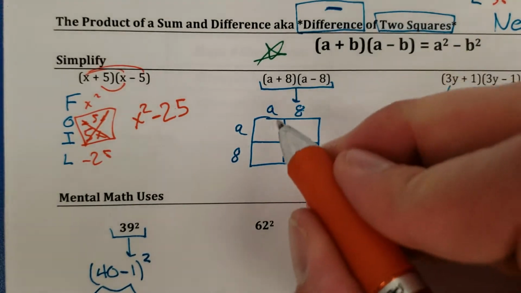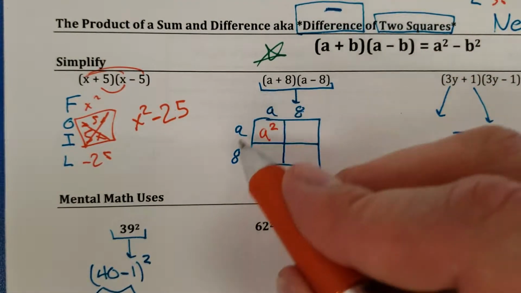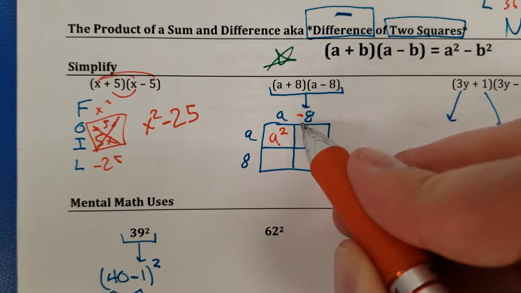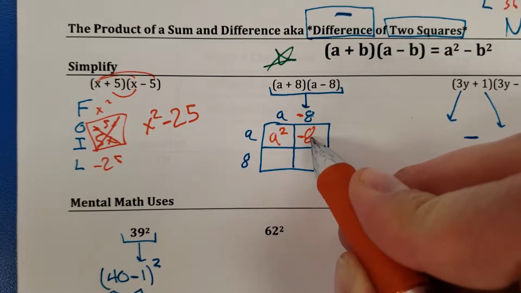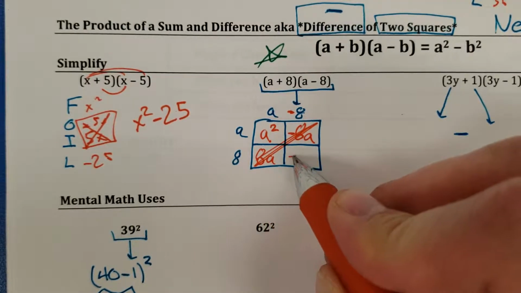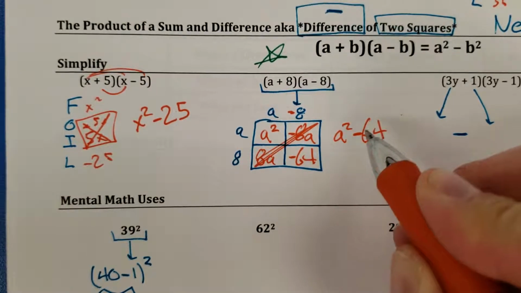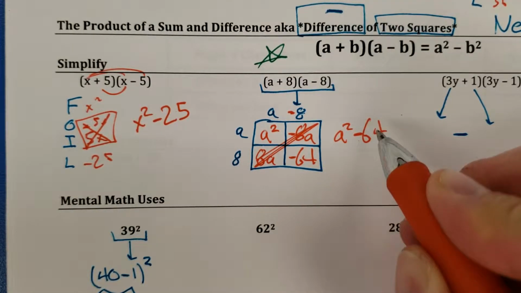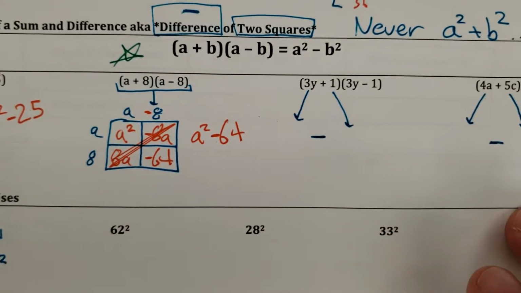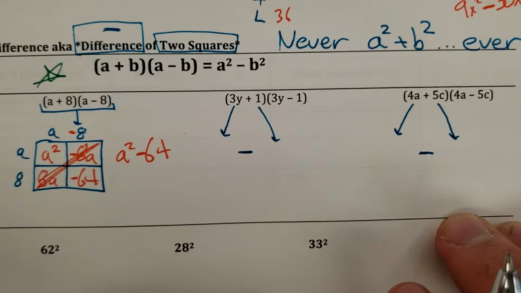Okay, let's make a polybox. A squared. Okay, which one's negative? Let's do, you're the positive, and you're the negative 8. I almost messed it up. Careful. Negative 8a, positive 8a, canceled, negative 64. Look at this. A squared minus a 64. Difference of two squares.